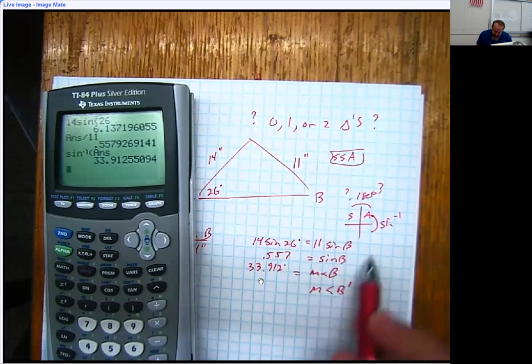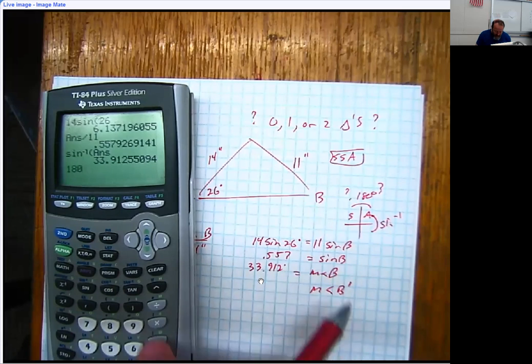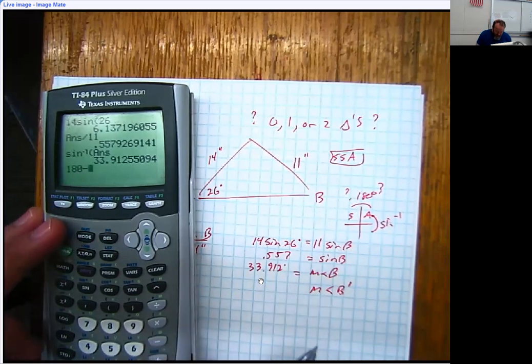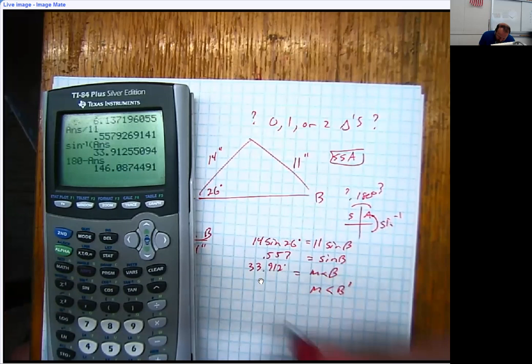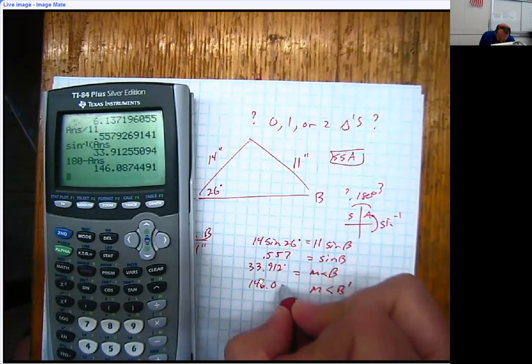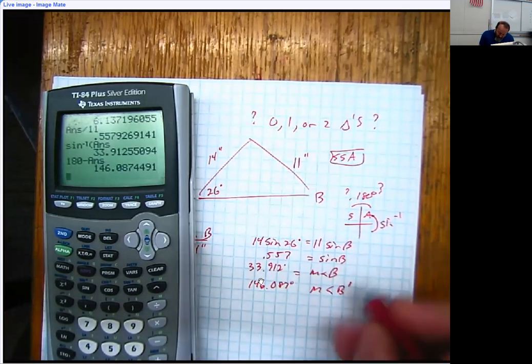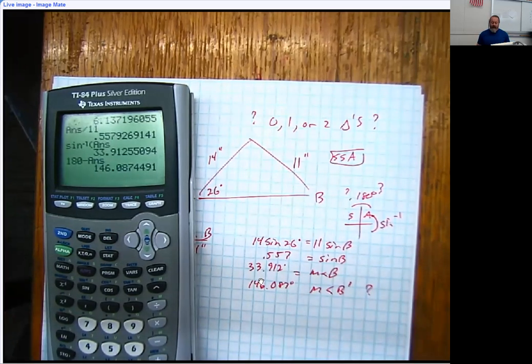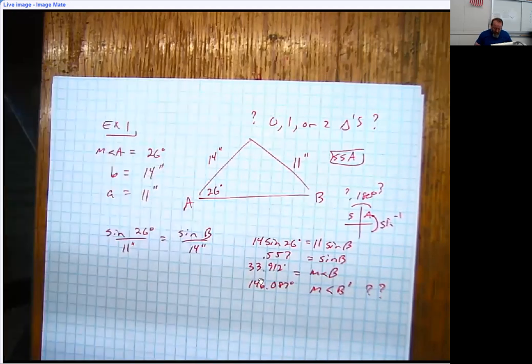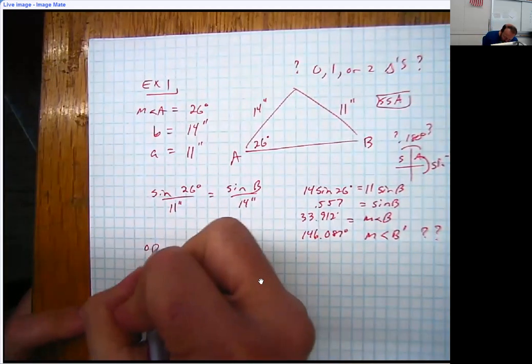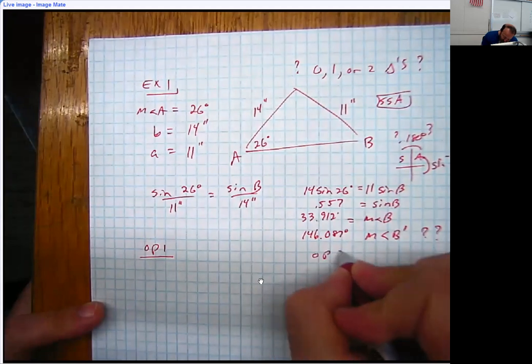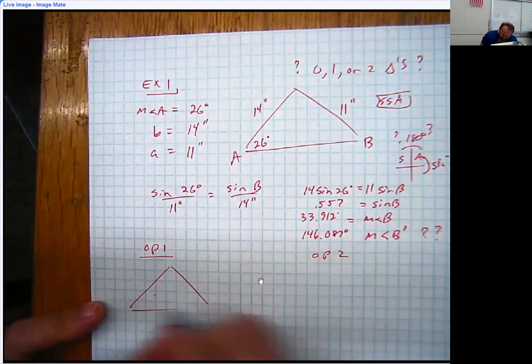So the one that has exactly the same reference angle, here's the big trick: I'm going to take 180 and subtract that 33.9 degrees, and I got 146.087 degrees. So if there is a second triangle, then that other angle B would be 146. Now, I don't know if that actually works or not, but we're going to find that out right here. So I'm going to write option 1 and option 2. Let's find out. So I'm going to redraw my figure.